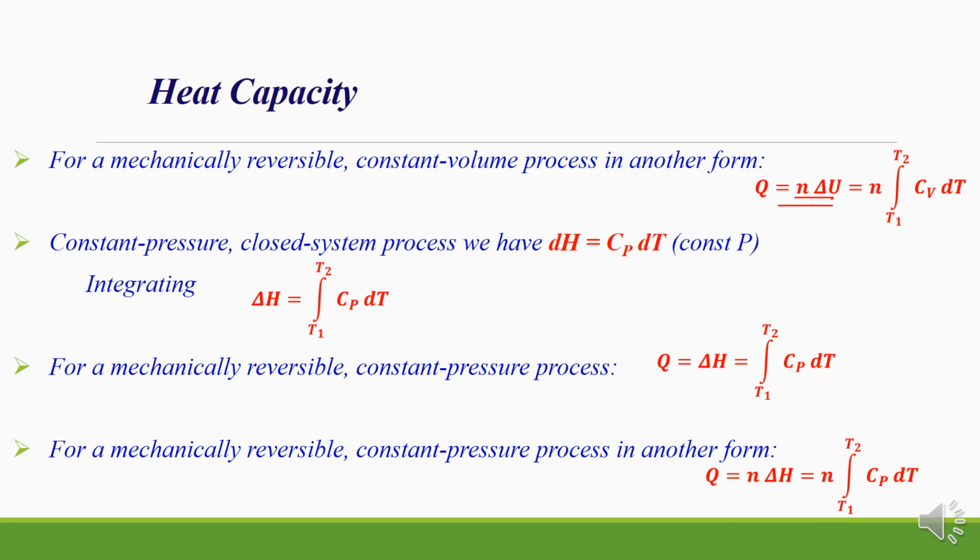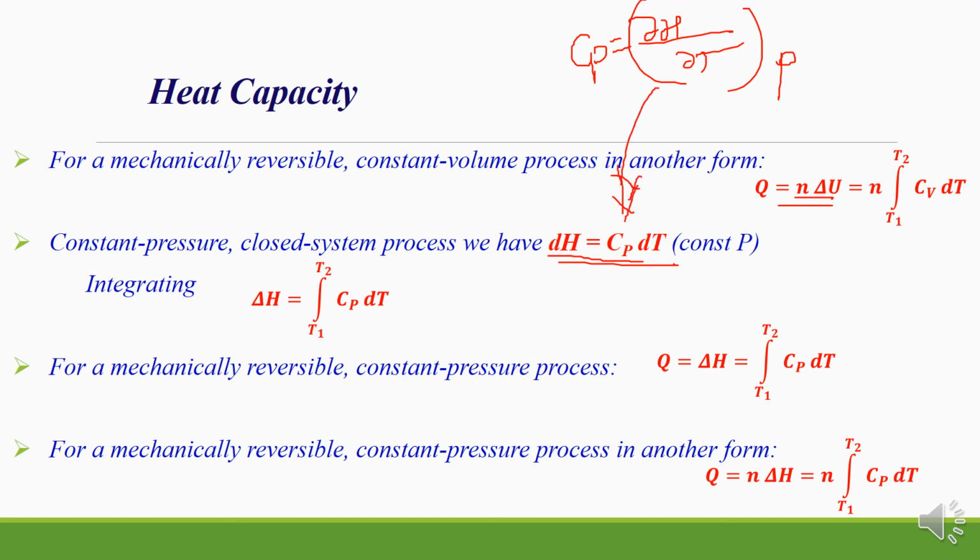For a constant pressure closed system process, right? So dH is equal to Cp dT. We have seen this earlier. So here you can say already we have discussed Cp is equal to del H by del T at constant pressure. So Cp is equal to dH by dT at constant pressure. So dH is equal to Cp dT. This is already discussed here. So from this you will get this particular equation here, right?